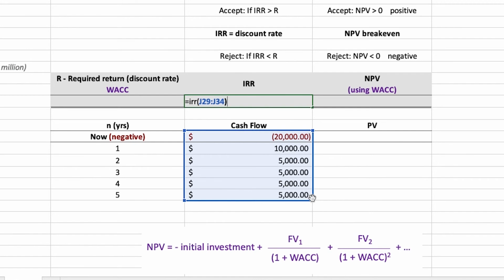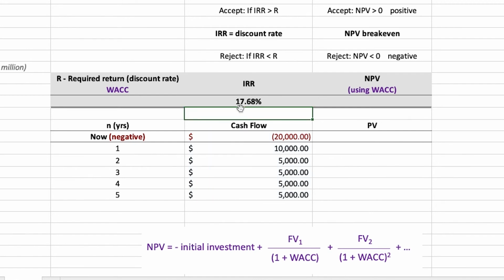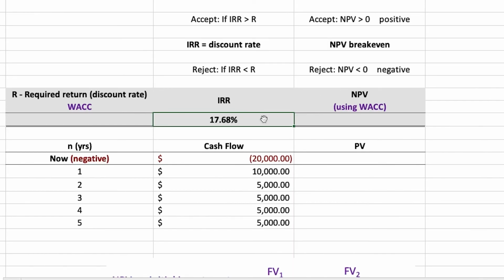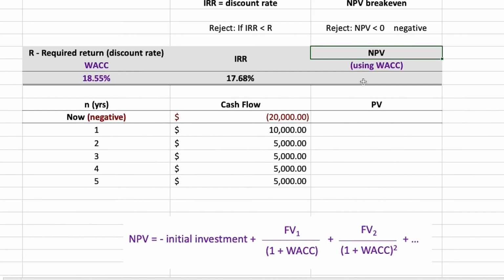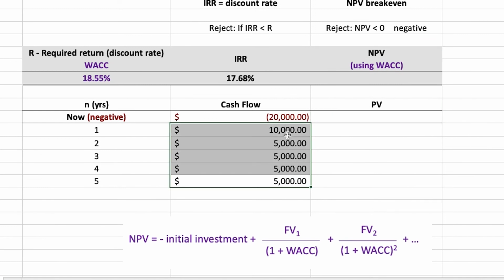Use this. And you get 17.98%. And next is NPV. In order to calculate that, we need to use WACC, which we got here was 18.55. So NPV is net present value, which we discount all future cash flow back to the present.